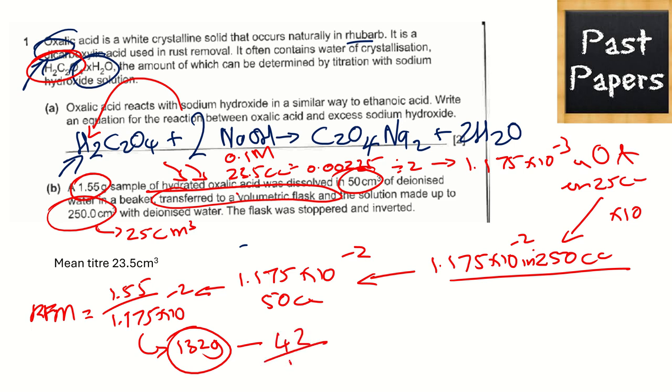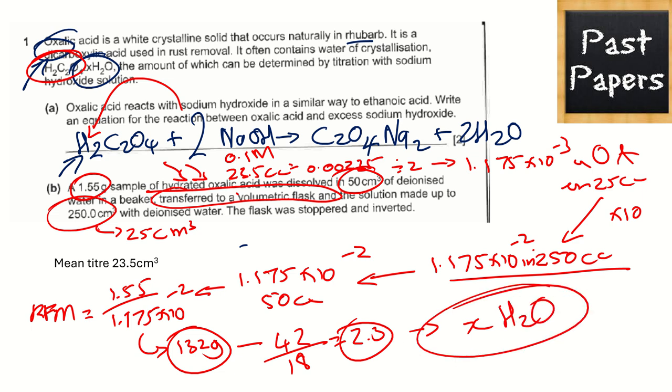Now the RFM of water is 18, so the 42 divided by our 18 gives me 2.3. So therefore my X value, my number of moles of water in there, must be X equals 2. You can probably leave it at 2.3 if you wanted. That would be an average figure of all the X's of all the water crystallizations and all the molecules of oxalic acid. When you're doing an exam, yours will work out better than that. I just made up my mean titer there because I didn't have it from the question. So yours will work out at a pretty perfect round number.